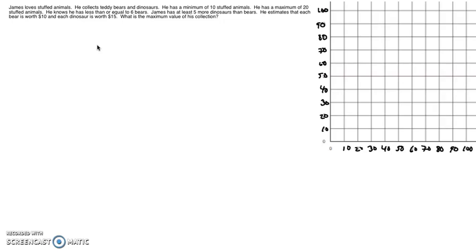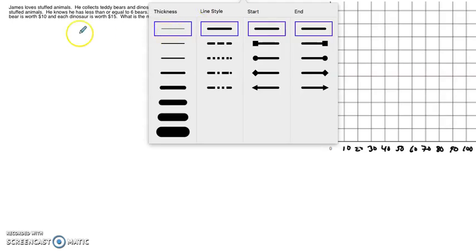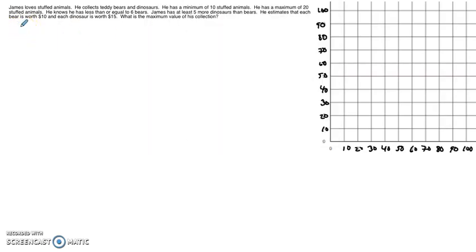So what we're going to do first is define our variables. When we're defining our variables, we say, let x equal something and let y equal something. We're interested in how many bears and how many dinosaurs he has. So let x equal the number of bears, because that's mentioned first, and let y equal the number of dinosaurs.